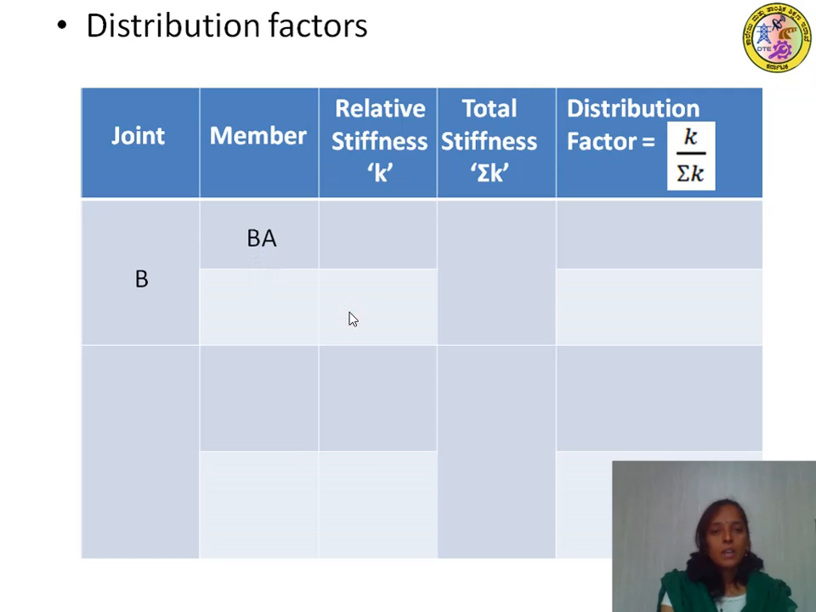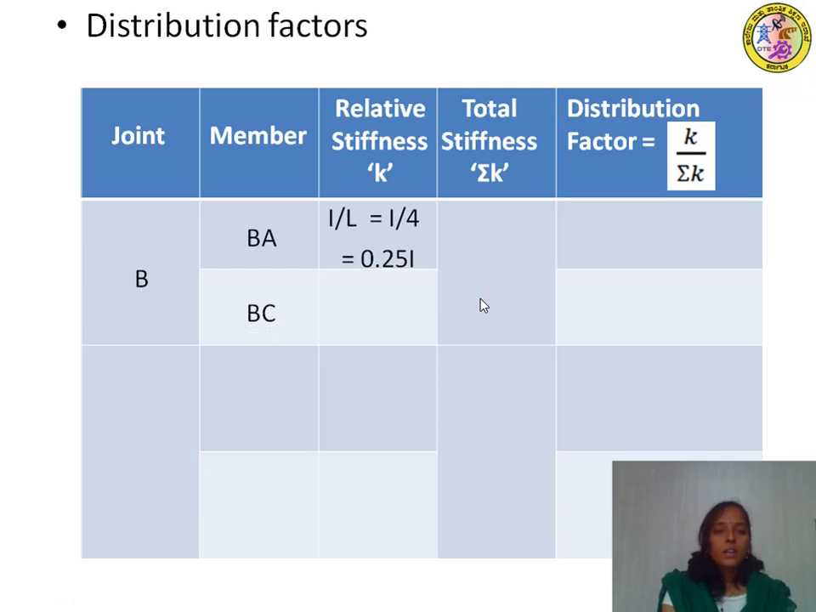So the members meeting at joint B are BA and BC. First we will calculate the relative stiffness for member BA. Since the far end A is fixed, relative stiffness is calculated by using the relation I by L. Since there is no mention of the variation of I, we will assume it as 1I. So I divided by 4, the length of the member is 4. If you calculate it, it will be equal to 0.25 I.